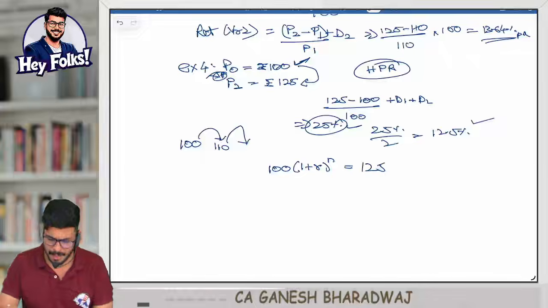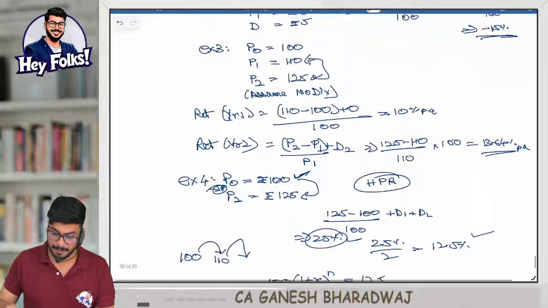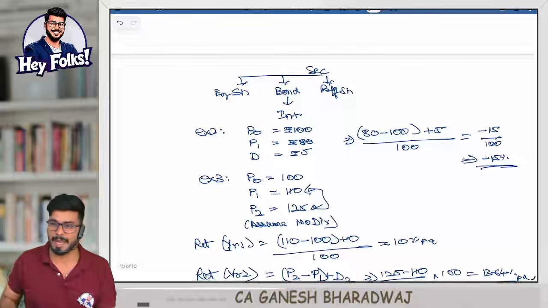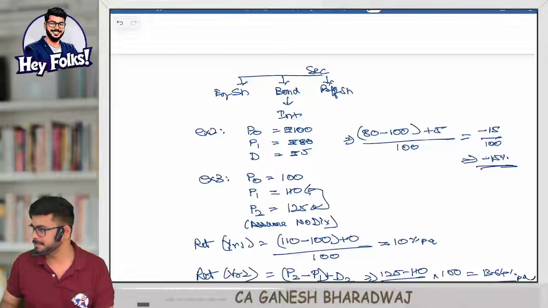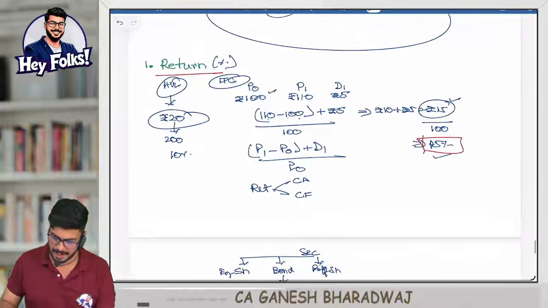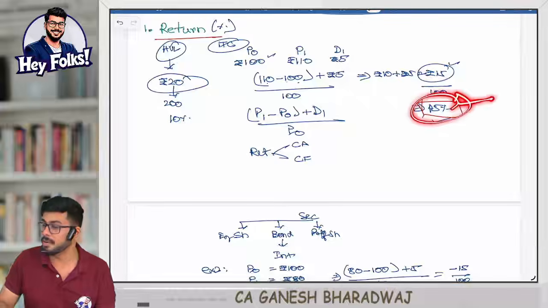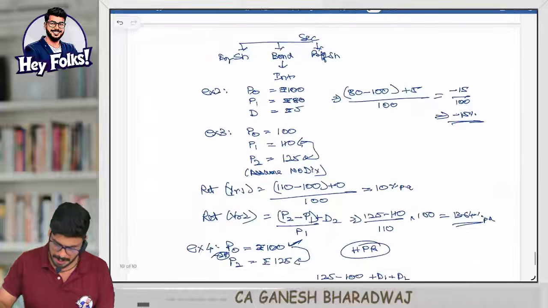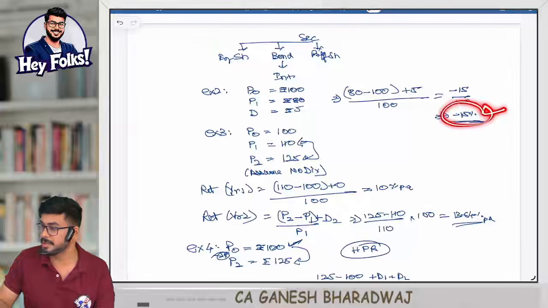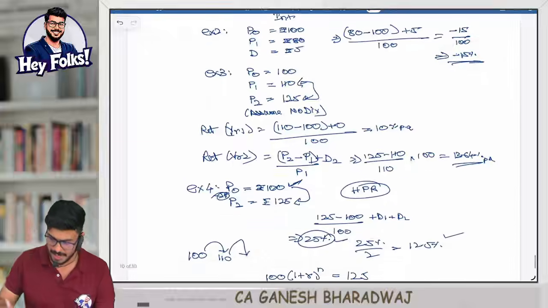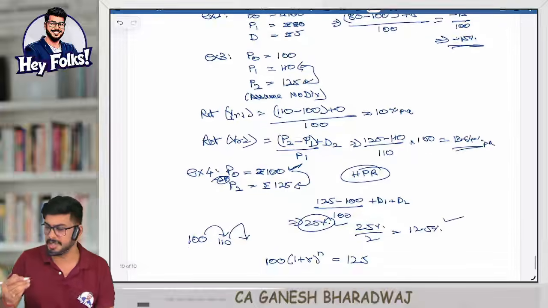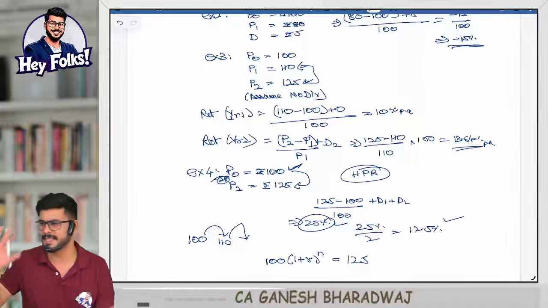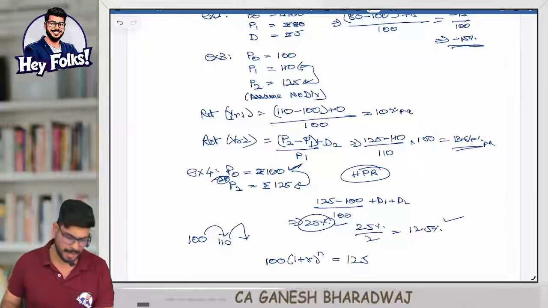Right. Now, sir, yes, we know how to calculate the return per annum. So in the first example, we saw the return we calculated, it was how much? 15%. Second example, how much was the return? Minus 15%. And like this, we saw even the concept of holding period return. Is this clear, guys?